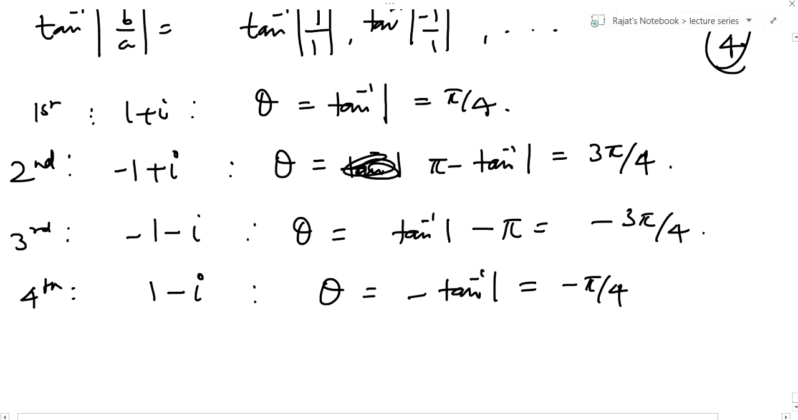We used the concept of rotation, clockwise and anti-clockwise, and it was a bit lengthy, but using these four expressions it becomes very easy. So please remember these expressions, and it will become extremely easy for you to solve any argument problem.